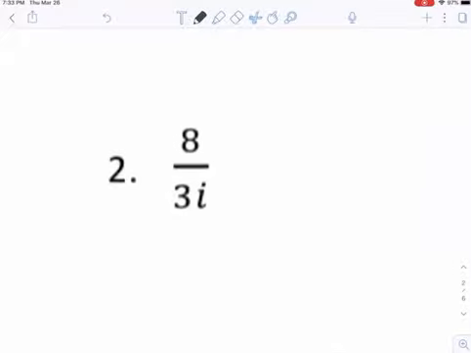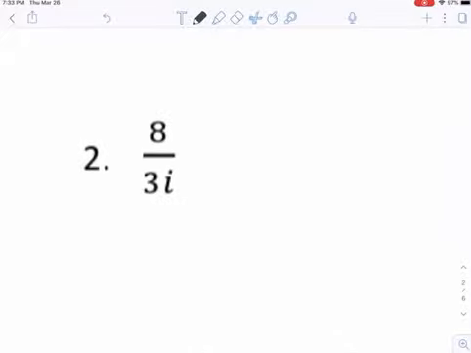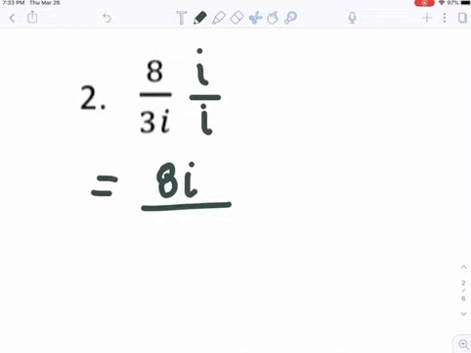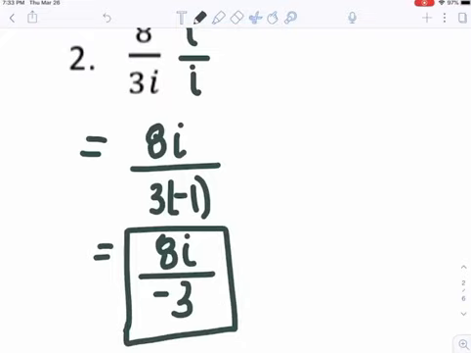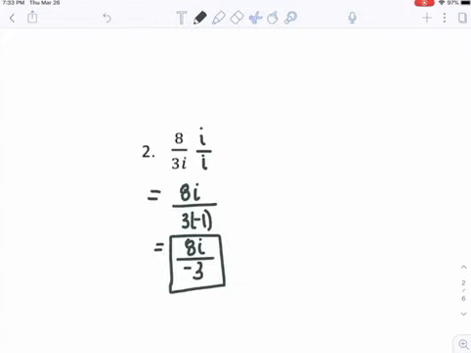So in number 2, same thought process. I need to get rid of that i, which is also representing the square root of negative 1. Well, again, we know that i squared is equal to negative 1. So I'm going to multiply the top and bottom by i. So in the numerator, I get 8i over 3i squared, or 3 times negative 1, which becomes 8i over negative 3. I don't care where your negative goes, just as long as you have one. And I can't simplify, so I'm going to leave my answer as is.